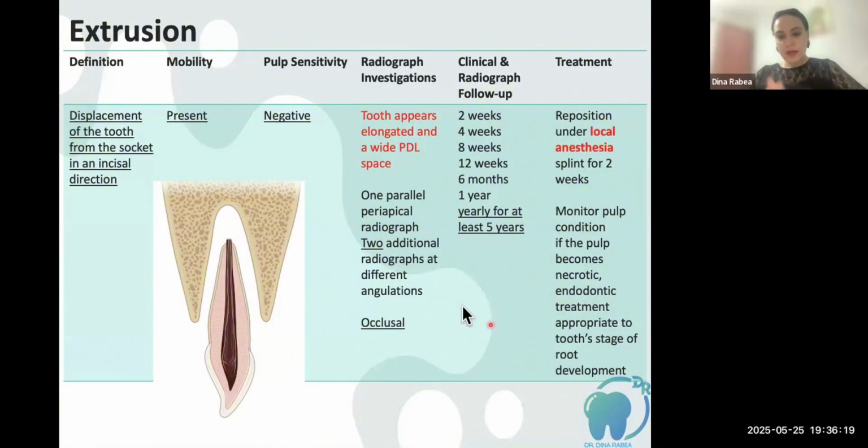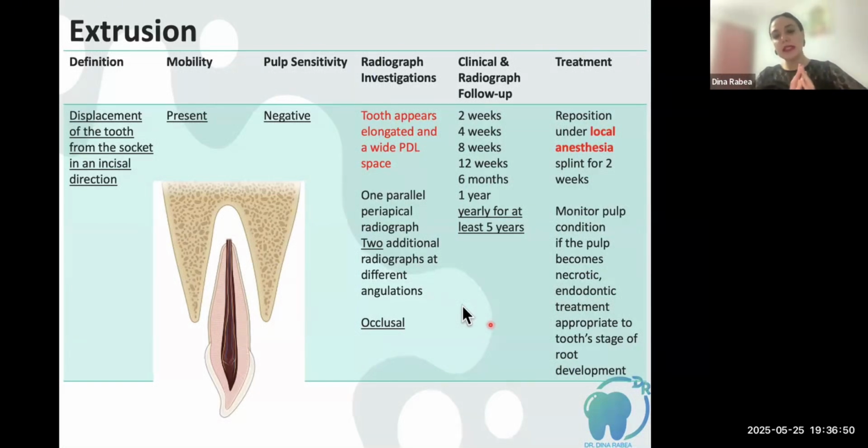For the first time, the guideline mentions local anesthesia. We have to anesthetize this patient because this kind of trauma is very painful to reposition without local anesthesia. So before repositioning, we have to anesthetize the patient, reposition, and splint for 2 weeks, like we mentioned in subluxation, in case we were going to splint. And again, with the splinting, we have to monitor the pulp condition.